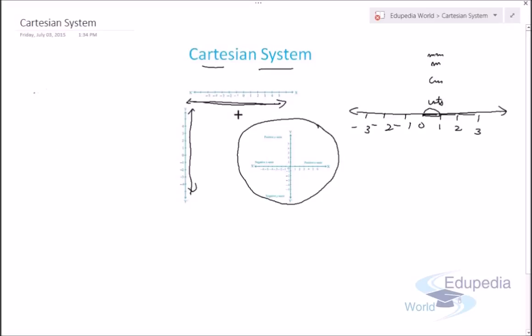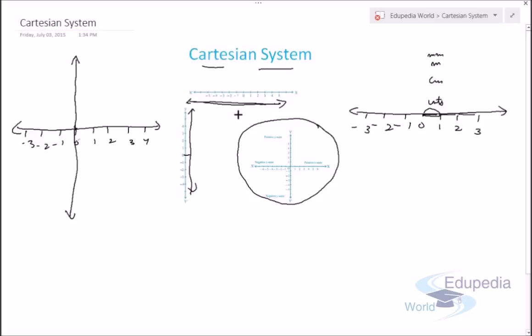So suppose we have one number line like this: 0 in the middle, 1, 2, 3, 4, -1, -2, -3, and we draw another number line perpendicular to this number line. Always remember the origin of both number lines should be at the same point, in the same location. So we'll draw another number line passing through this number line. It will come like this.